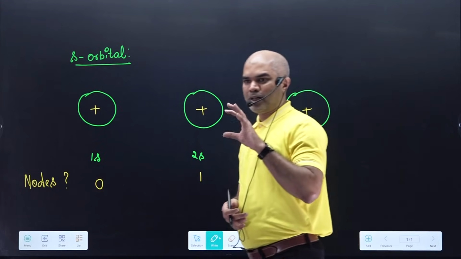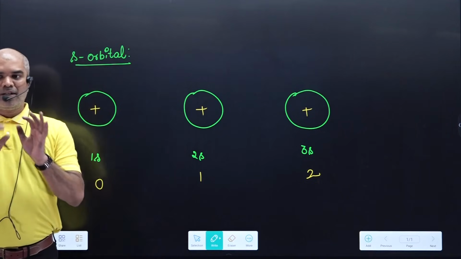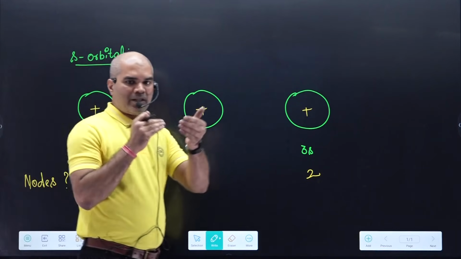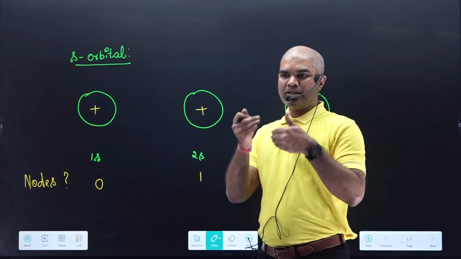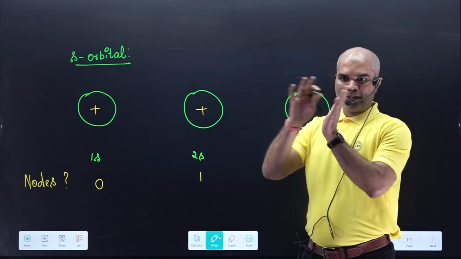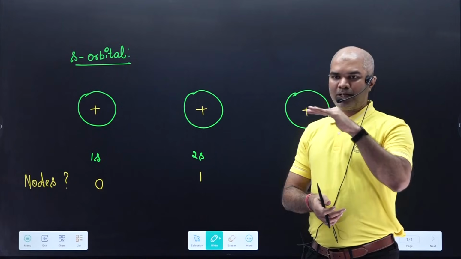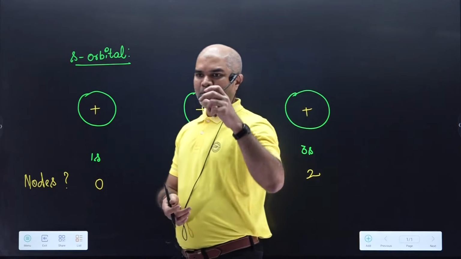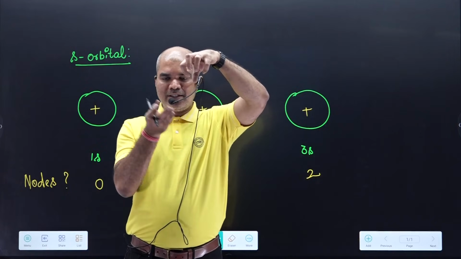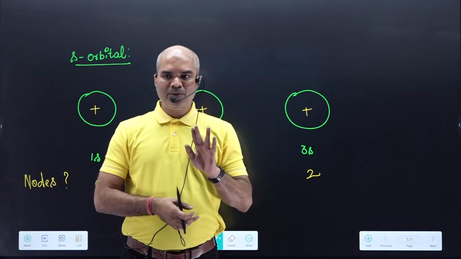A node is a space where you don't find electron density. That is as simple as that. Or, better to say, where there is a phase difference. In an s orbital, all is plus, so plus is not changing to minus. If plus and minus change, then there is a node. For example, in a p orbital there is a plus lobe and a minus lobe, and plus to minus there is a shift. There is a node. But in an s orbital, everywhere it is the same wave function, so there is no node.